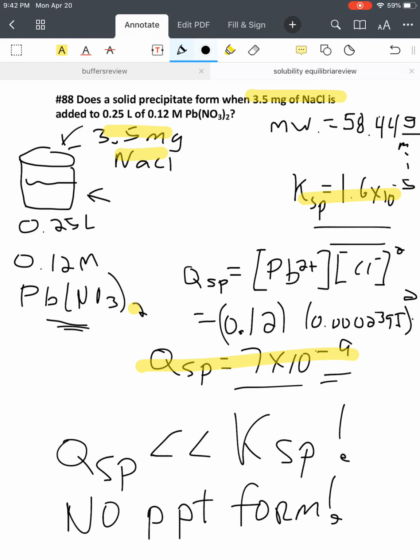In other words, my lead chloride salt is soluble enough, as described by its equilibrium constant for dissolution. It's soluble enough to support these concentrations of these ions in the solution. And that's that, no precipitate. Now, if QSP was greater than KSP, the reverse would occur and a precipitate would be expected to form. But not in this case.